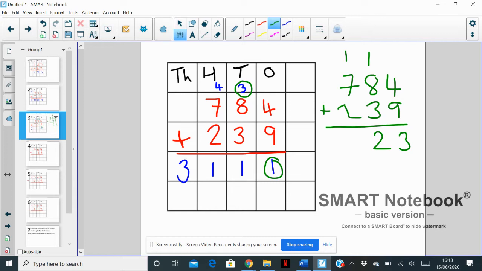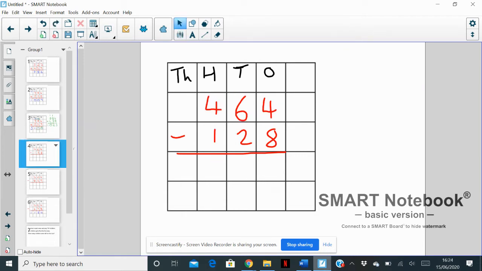1 add 7, which is 8, add 2, which is 10. 10 hundreds is the same as 1,000. So the answer should be 1,023. Right, we're going to have a look at column subtraction next.